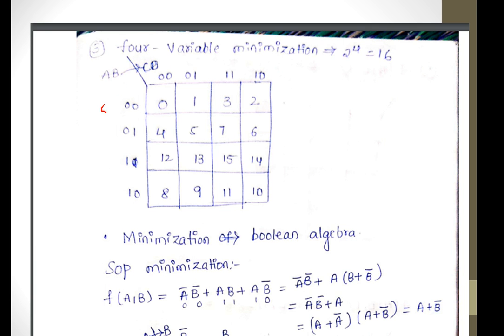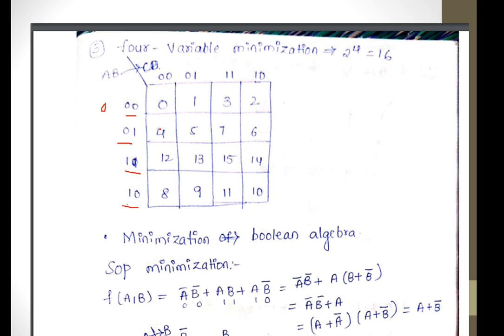So the first combination is 0 0, the second combination is 0 1, and then 1 1, because here I am using the Gray code in order to reduce the error, then 1 0. So here also 0 0, 0 1, 1 1, 1 0. So 0 0 0 0 is 0, 0 0 0 1 is 1, 0 0 1 1 is 3, 0 0 1 0 is 2, and so on. For each cell you have to take the row and column combinations.